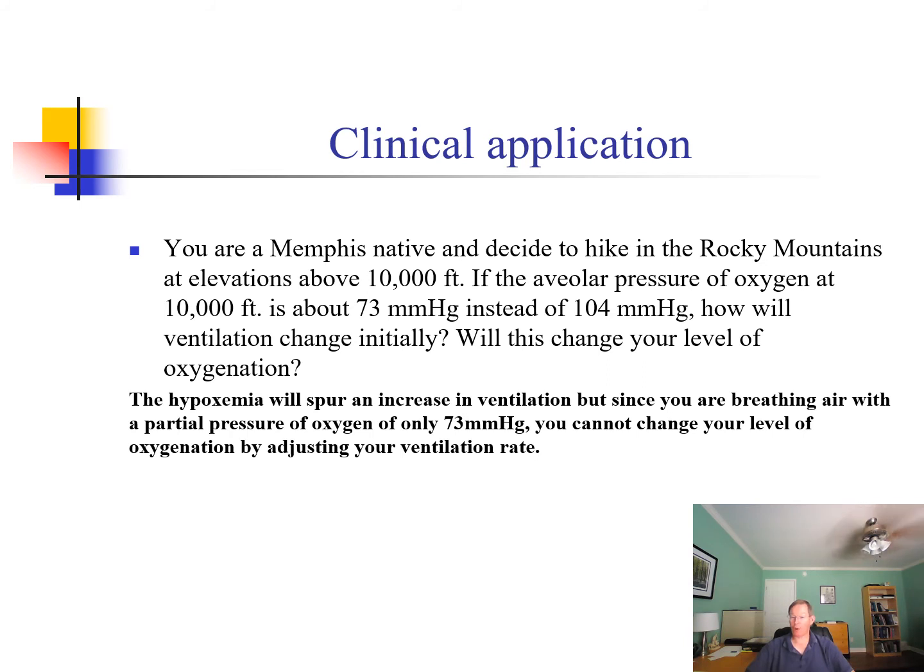So the low oxygen level should spur an increase in your ventilation, but you're breathing low oxygen at the higher elevations. And so you're not going to change your level of oxygen by adjusting your ventilatory rate, assuming you're not hypoventilating. So instead, you have to adapt. And there are different mechanisms that we have for adapting to that higher elevation. Or you have to carry your own oxygen, which you shouldn't have to do at 10,000 feet.